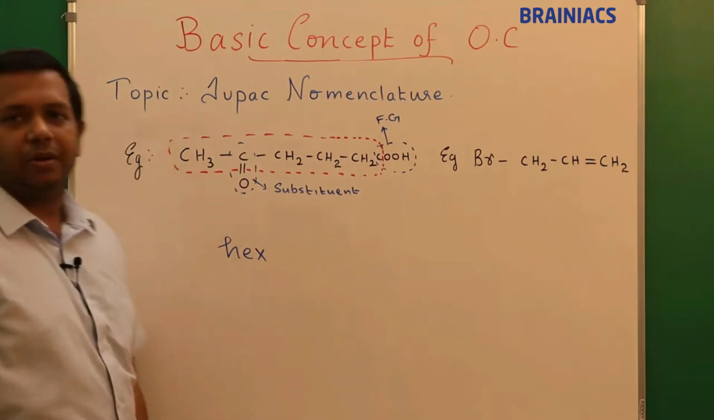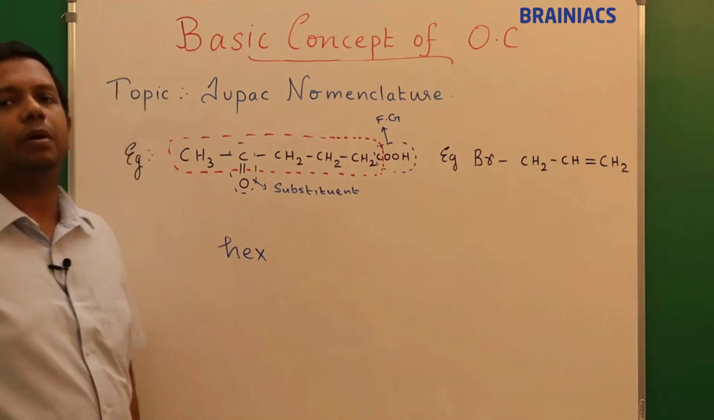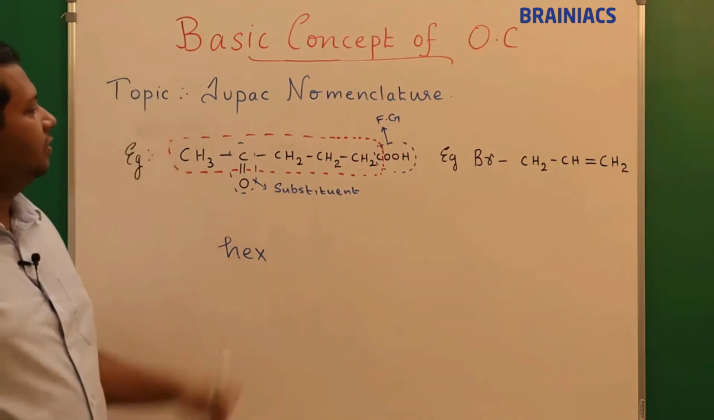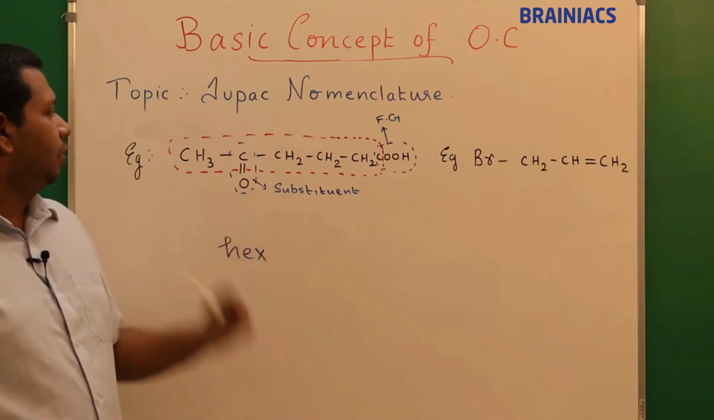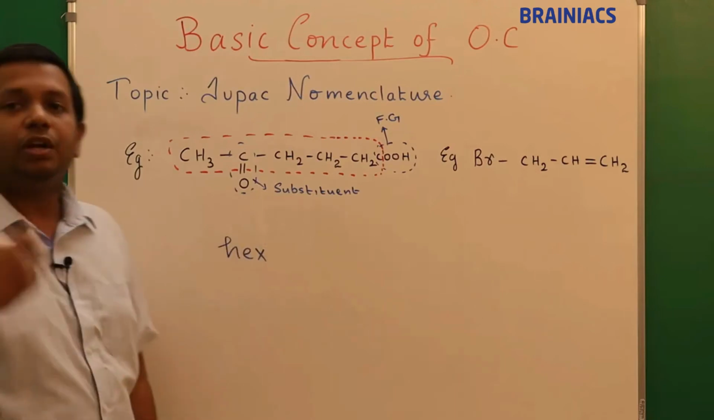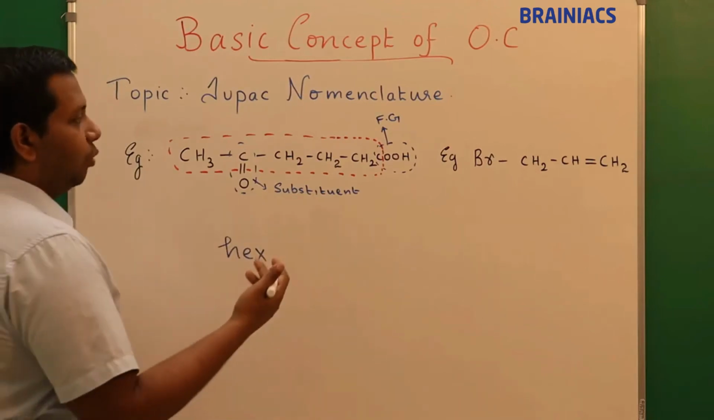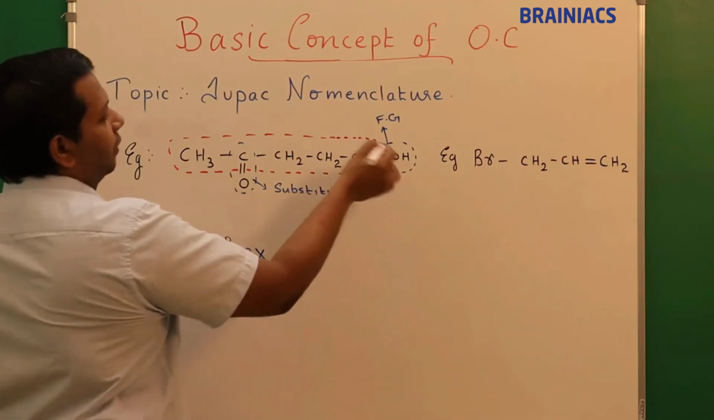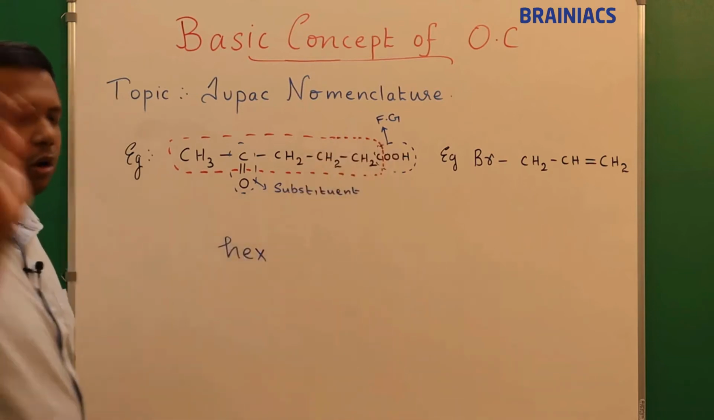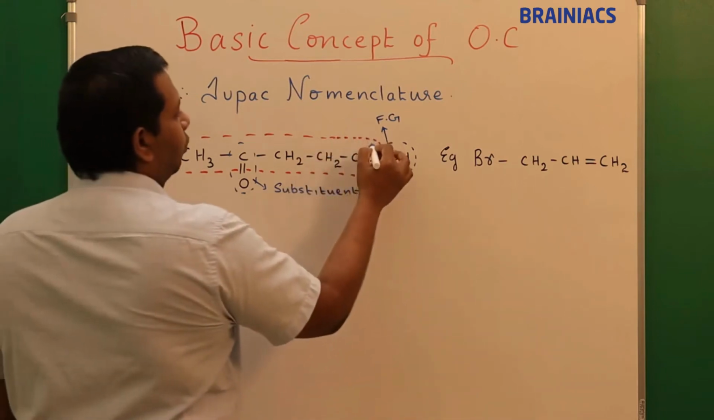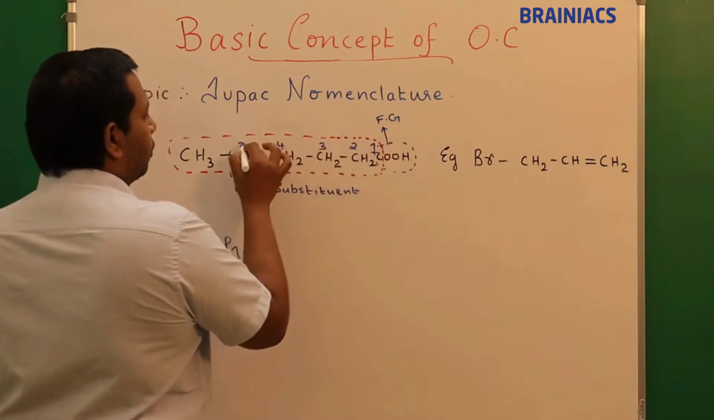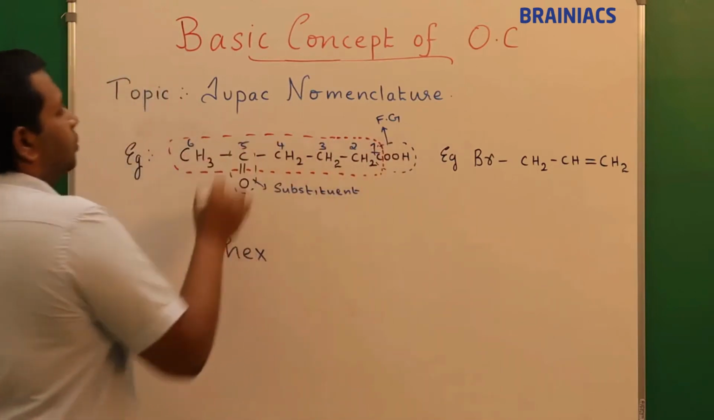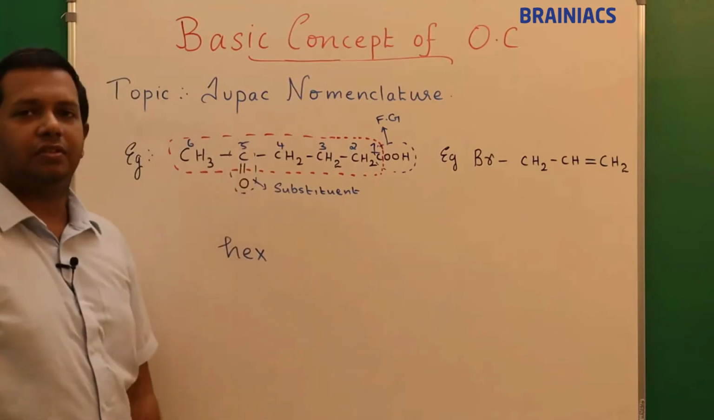Now there is no primary suffix since it is not a cyclo compound. Secondary suffix: is there any substituent? Yes, there is a substituent. So it is at what position? We need to number it. We know that whenever a functional group is there, it should get the lowest possible number. So I will give 1 to this: 1 2 3 4 5 6. So I know that in the fifth position there is a substituent.